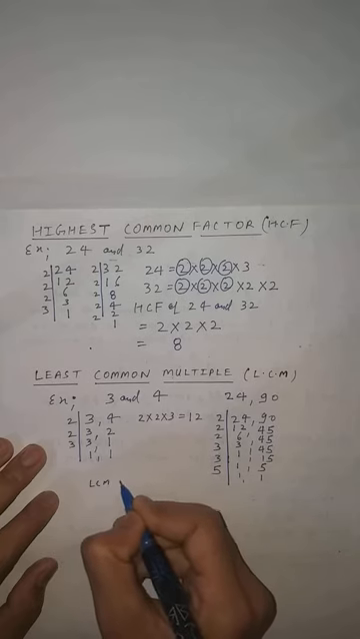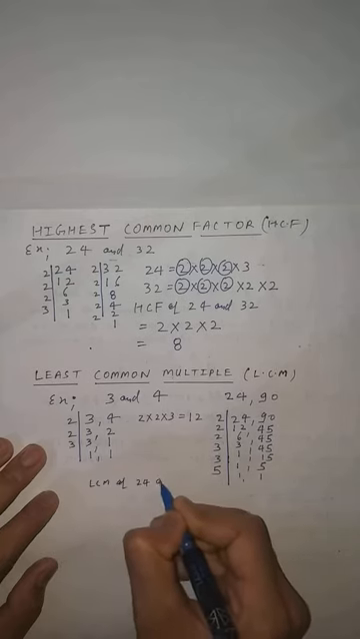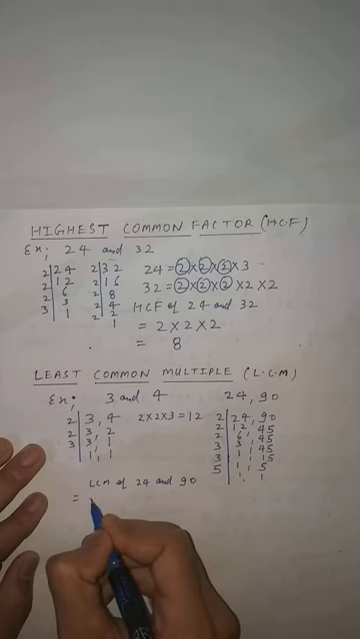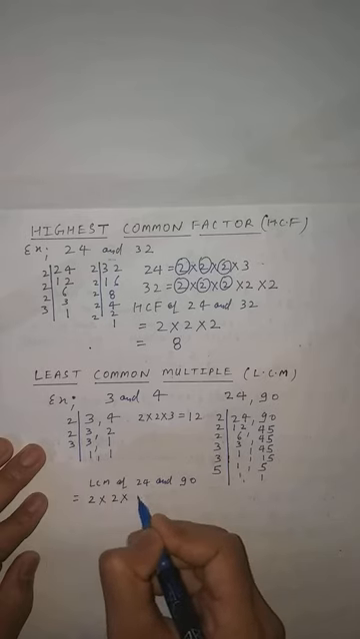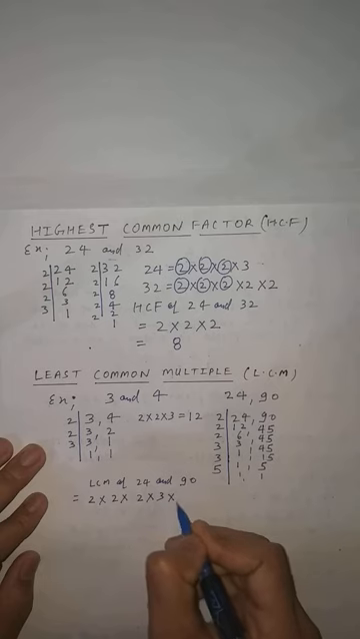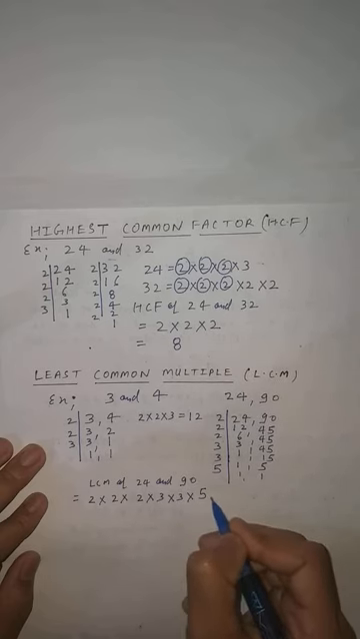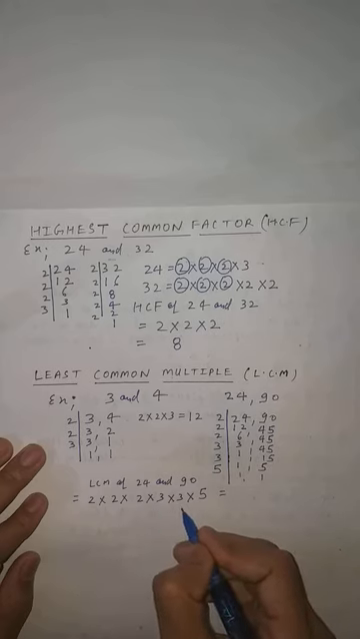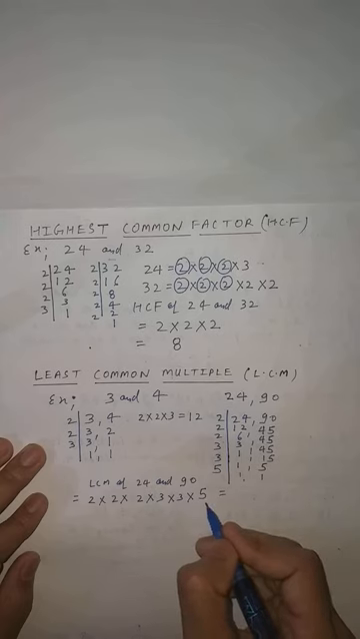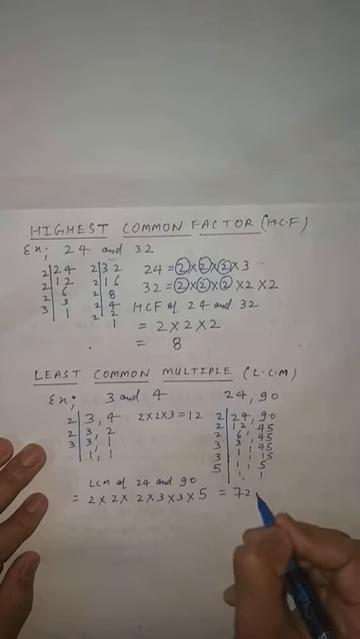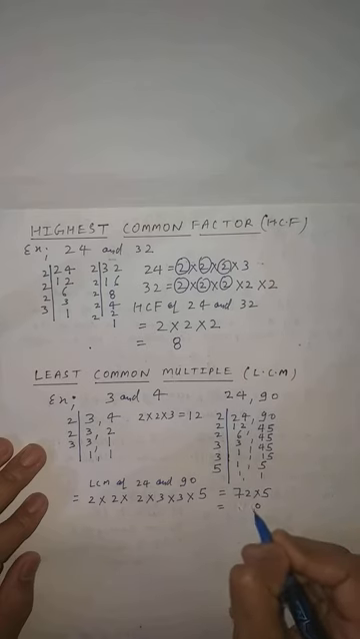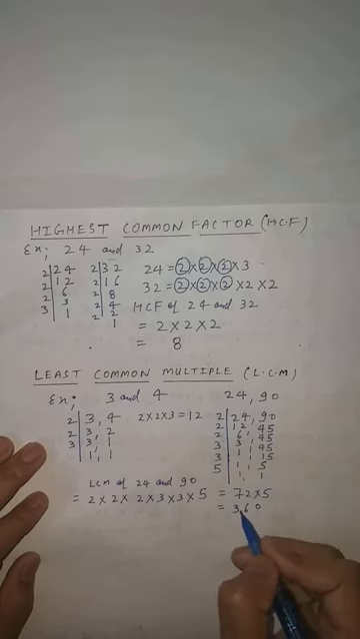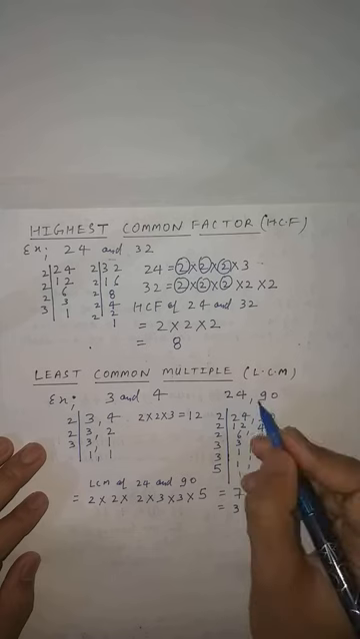Now you will write down LCM of 24 and 90 will be equal to what? 2 multiply by 2 multiply by 2 multiply by 3 multiply by 3 multiply by 5. It means 2 2s are 4, 2 4s are 8, 8 3s are 24, 24 3s are 72, 72 5s are 360. So students, 360 is the least common multiple which is divisible by 24 as well as 90.